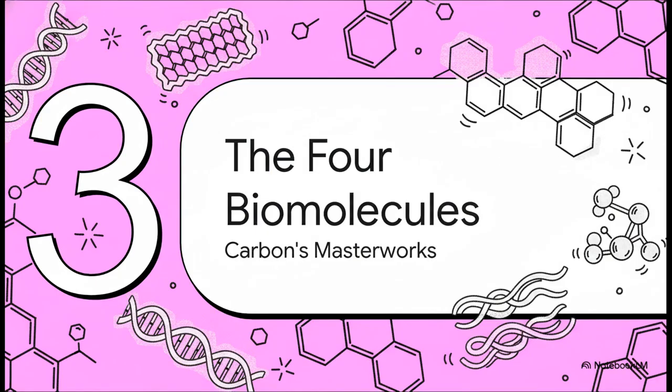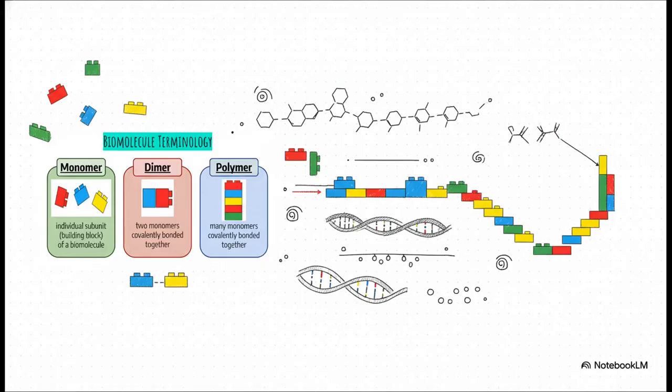And those big, complex molecules built around a carbon skeleton, we call them biomolecules. These are the absolute masterworks of carbon chemistry, and they come in 4 main families. Now, the basic idea here is incredibly simple, just like with those Legos. Life takes small, repeating building blocks, we call them monomers, and links them together into these long chains called polymers. It's really that straightforward. That's how you build everything from a simple sugar to your own DNA.